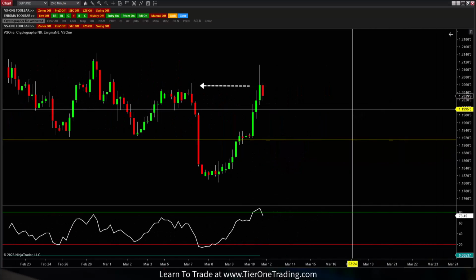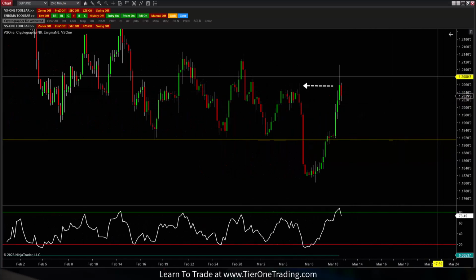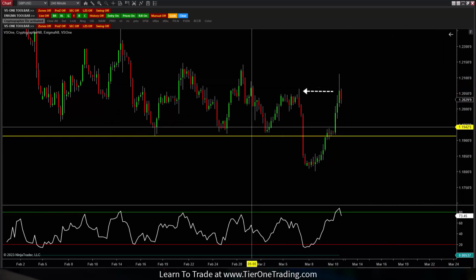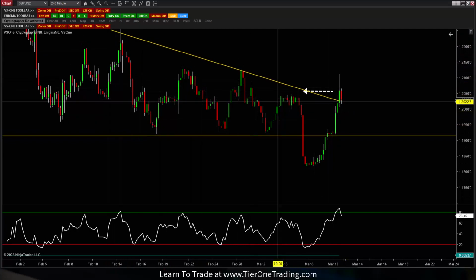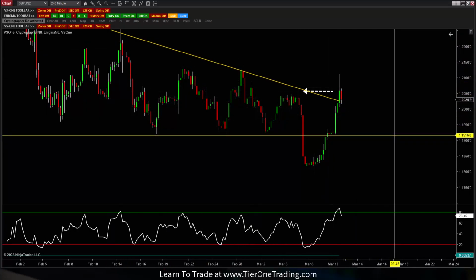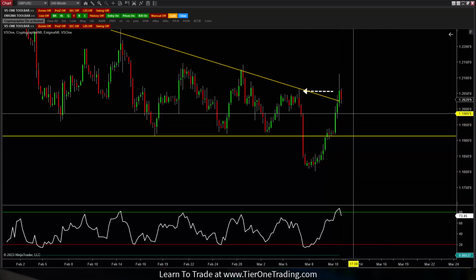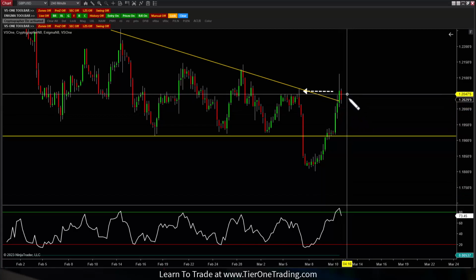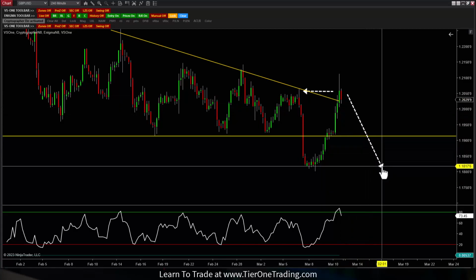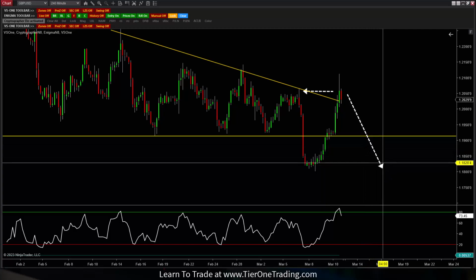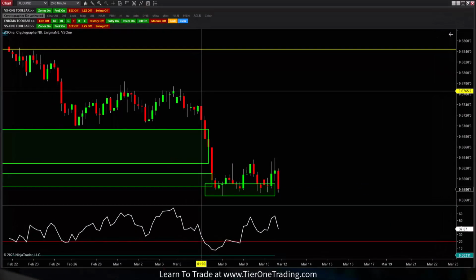So if you were someone that was looking for shorts here before, if you guys remember, this was the break of our descending triangle, the break and the retest. If you're someone that was looking for shorts before on the descending triangle, perhaps a breakout and pullback trade, this is going to be a good opportunity to get involved to the downside here on the pound dollar 4-hour time frame. Next, we're going to head over to the Aussie dollar.